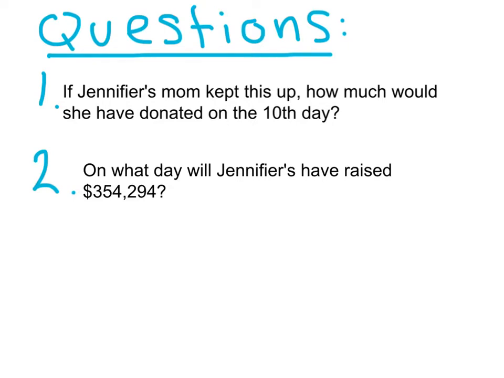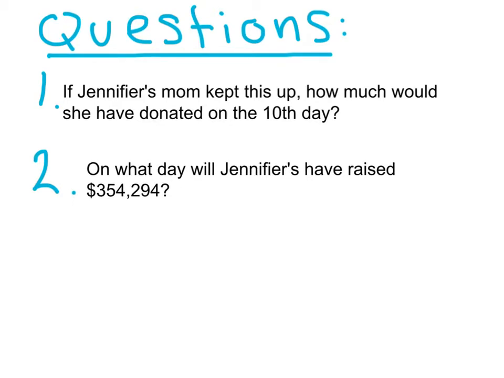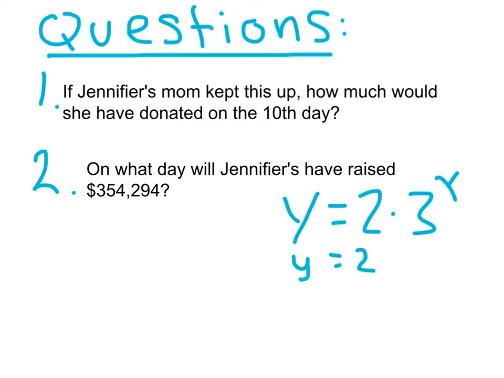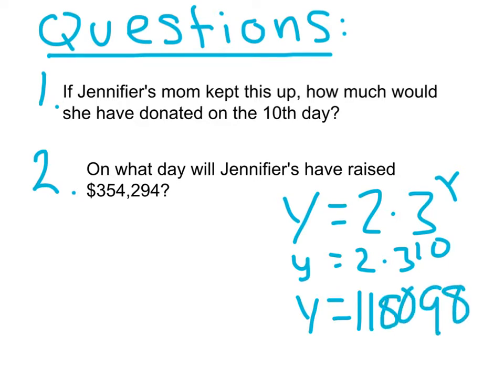The first question is, if Chloe's mom kept this up, how much money would she have donated on the 10th day? You can find this by using the explicit equation, y equals 2 times 3 to the x. Replace the x with 10 and you get y equals 2 times 3 to the 10th power. So if you put that into your calculator, you will get y is equal to 118,098. So, big number. That would be how much money her mother has donated on the 10th day.